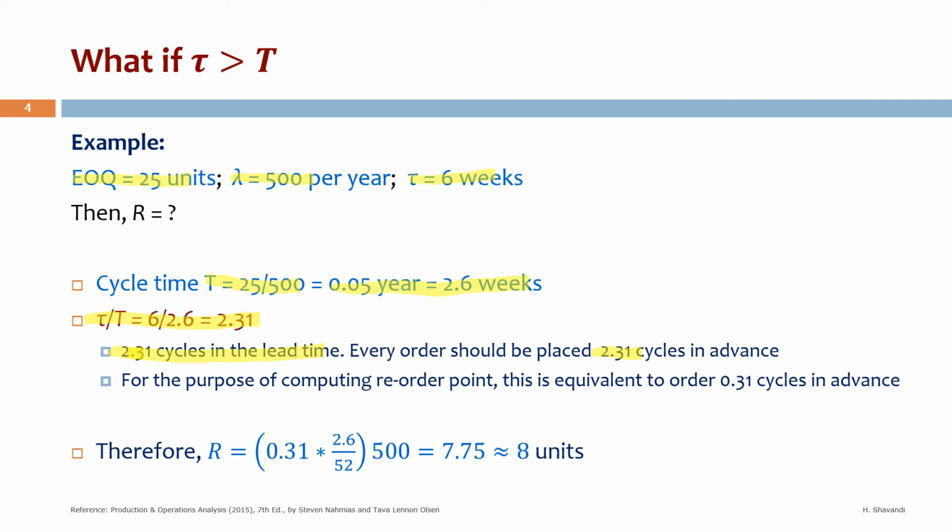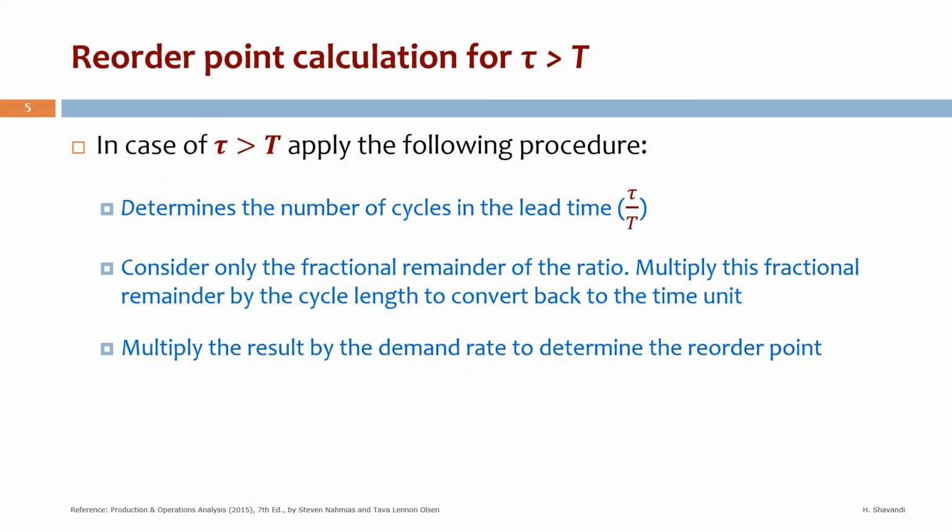So in other words, R, the reorder point, will be 0.31 times 2.6 divided by 52, because it's in terms of the week, so we need to transfer this to a year. So we divide this by 52, and then we multiply this by 500. So it will be 7.75, or let's say 8 units. So let's see why 2.31 cycles in advance is equivalent to just 0.31 cycles in advance. Let's have the procedure here first, and then I will explain the reason of equivalence of 2.31 and 0.31 on a figure in the next slide.